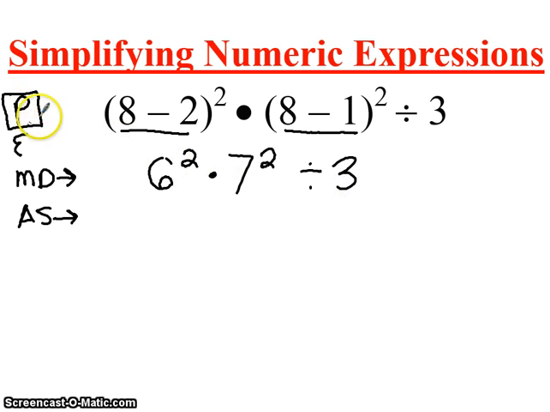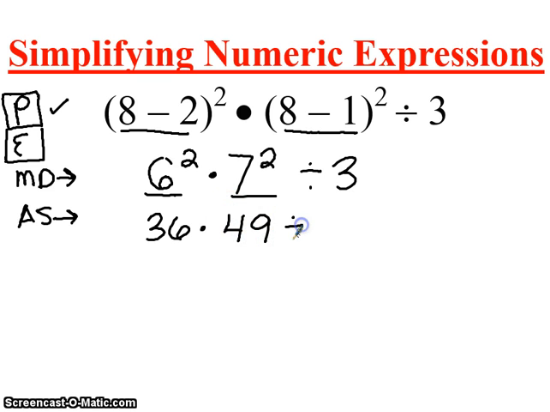Now, do we have any more parentheses? No. So we can check that off. We're done. Do we have any exponents? And the answer is yes. Here we have a square and here we have a square. So because they are separated by multiplication, we can do each of them at the same time. 6 squared is 36, times 7 squared is 49, and divided by 3. So do we have any exponents anymore? No, so we're done with that.